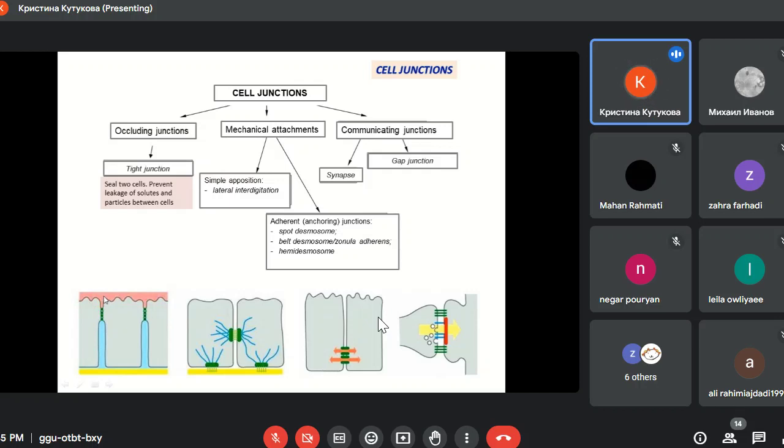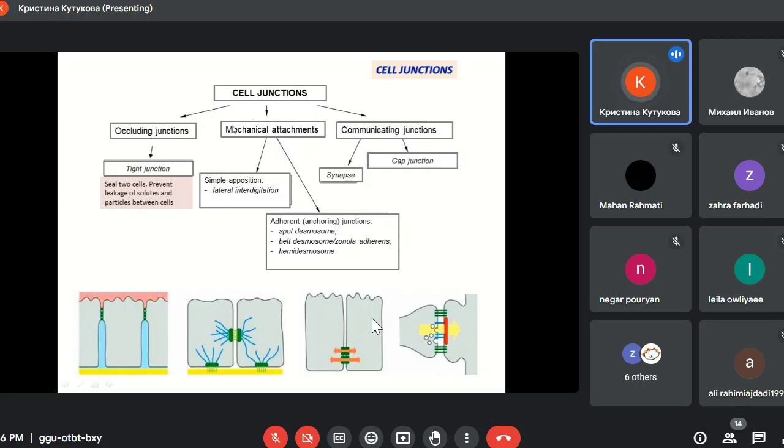For example, for the cells of intestinal epithelium or for the cells of epithelium of stomach, if you know stomach is filled with acid and also enzymes which can break down all the proteins, and we don't want this acidic content of stomach to go through the epithelium of stomach to underlying tissues. So tight junctions between the cells prevent the leakage of this acid, if we are talking about the stomach, between the cells to underlying tissues.